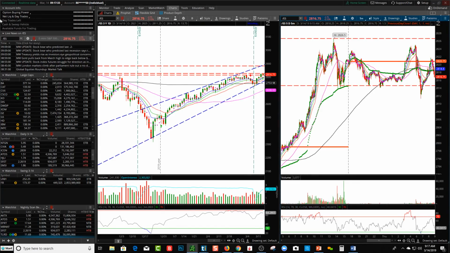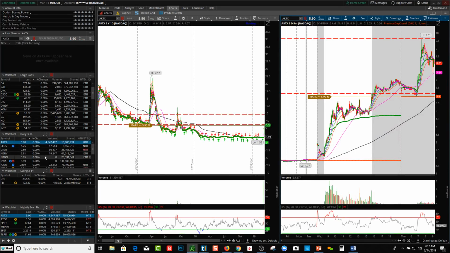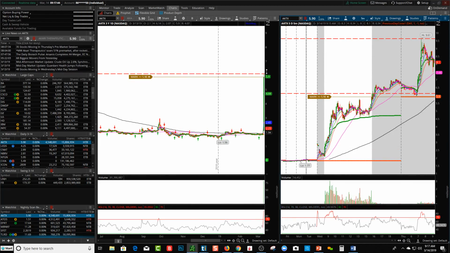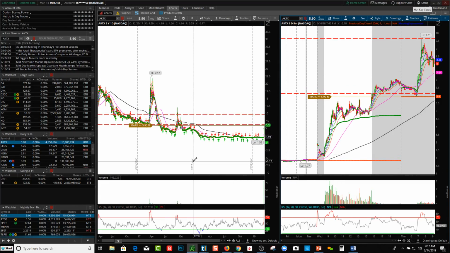So let's take a look at AKTX. This one's got a lot of volume going right now. You'll see this is one that we had on our watch list last night. You can see huge volume yesterday. Now we want to keep an eye on whether it can have a potential continuation day today.